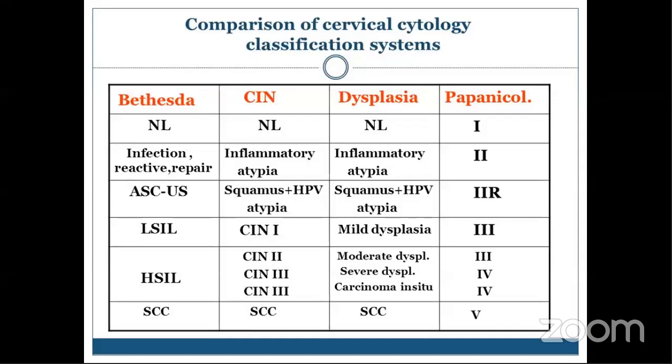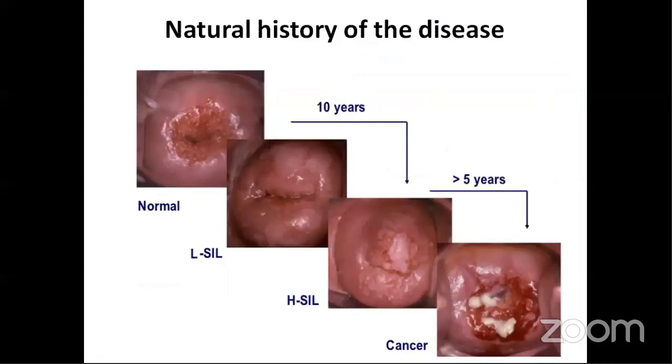And further, if there is invasion into the stroma, it is the invasive carcinoma, in which the most common is squamous cell carcinoma. Is it clear? Okay, next thing is, we all know the natural history of these precancerous lesions.